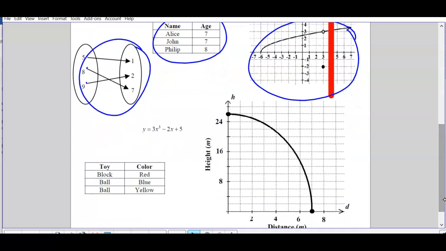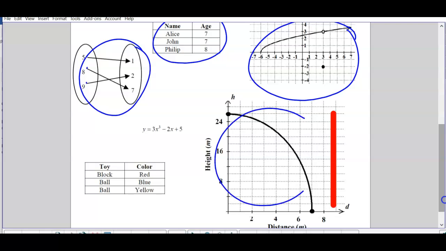How about we do this graph? It's right underneath. So here, it just touches once all the way. It may look like it's vertical here, but it is a curve. It's like part of a circle. So it's getting close to vertical, but not quite. So that is a function.